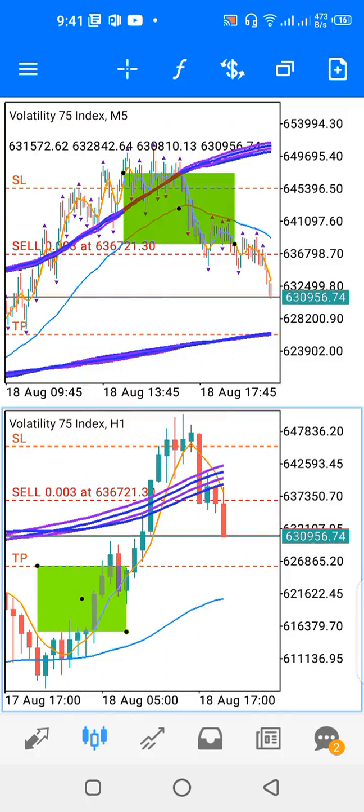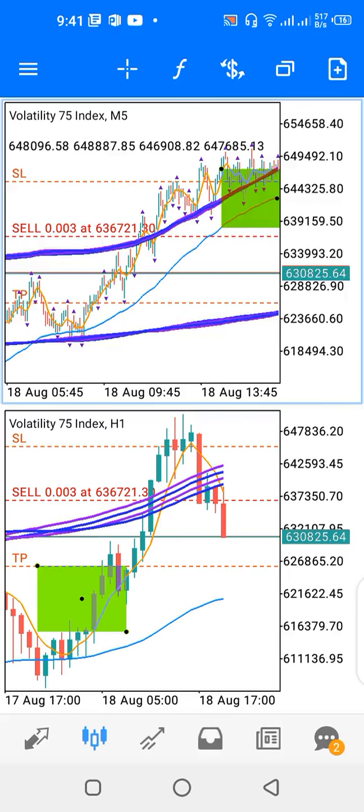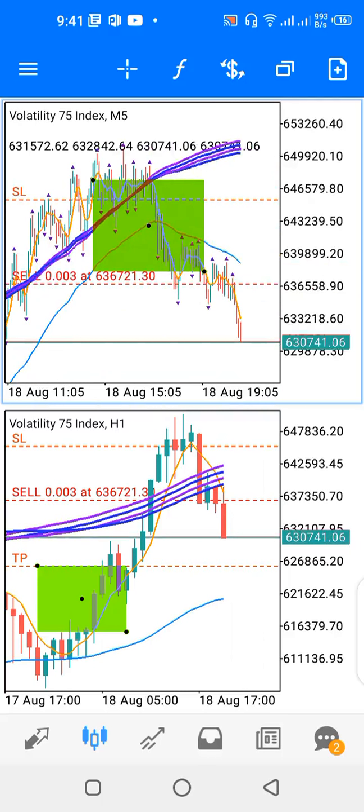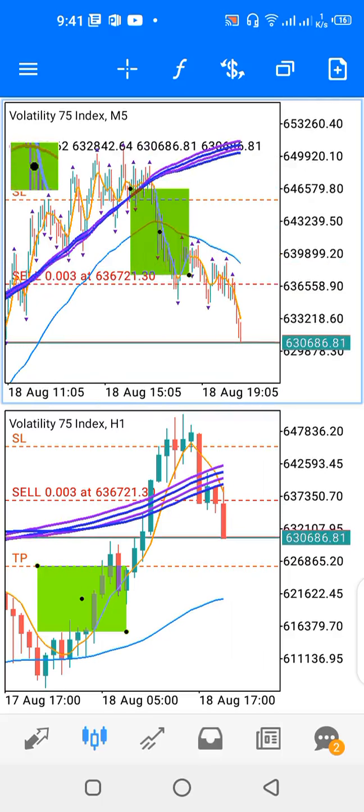Basically the way the strategy works is on the 5 minutes time frame, my sell signal happens when the red line crosses the blue line. Let's look at the parameters.